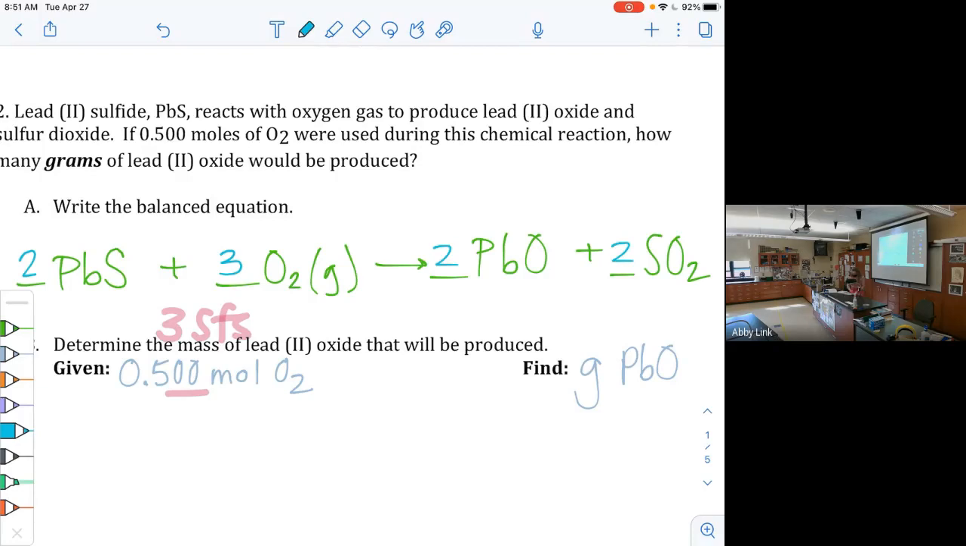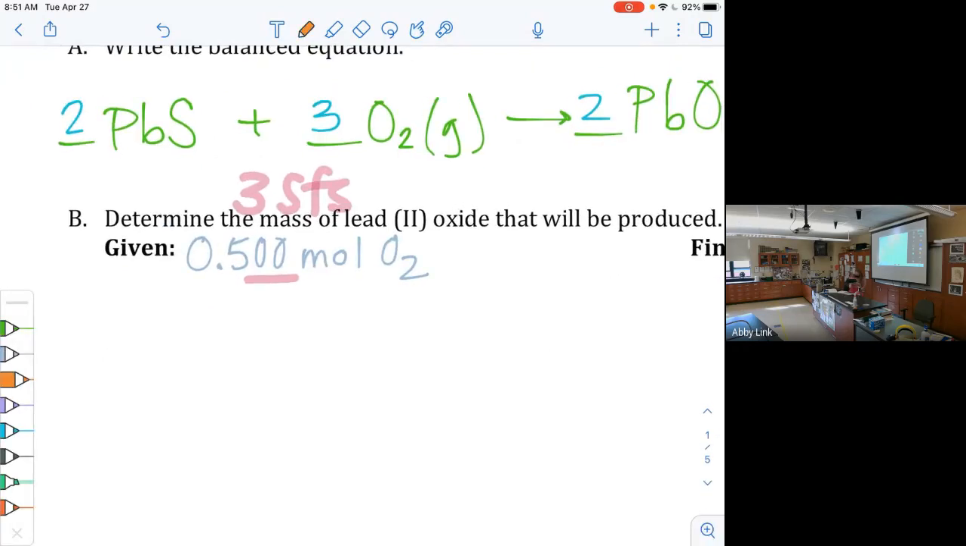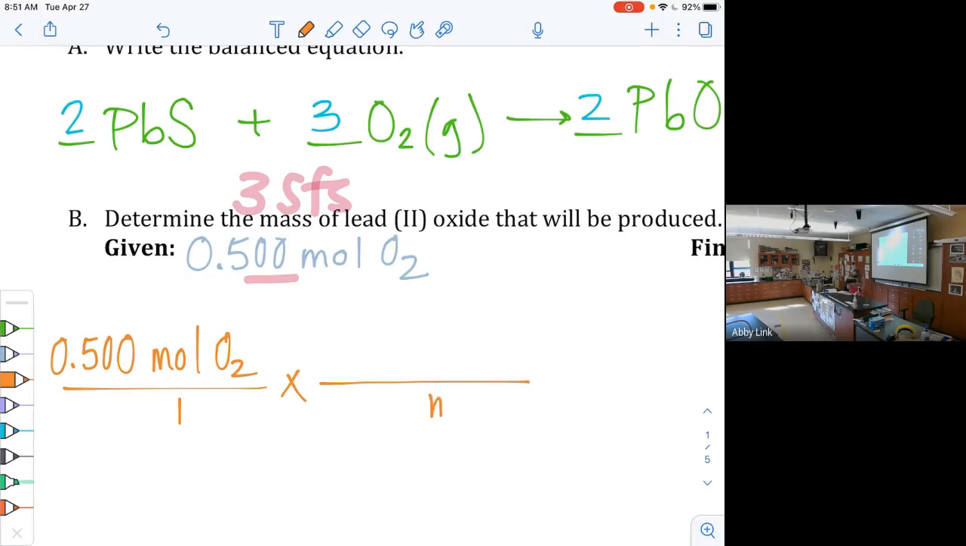All right, my friends, let's go ahead and see what we're going to work with here. So we're going to start with our given over 1. So the 0.500 moles of O2 over 1. All right, following my units here, I'm going to put moles of O2 in the denominator. Now, I need to think about this, right? I'm starting with moles of O2. Is there any reason for me to go to grams of O2?